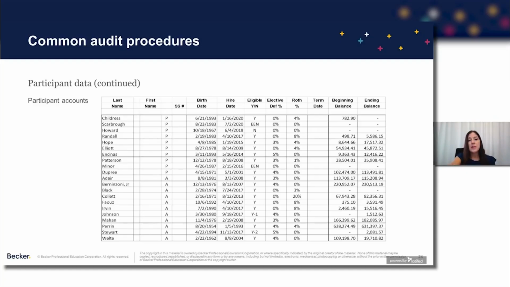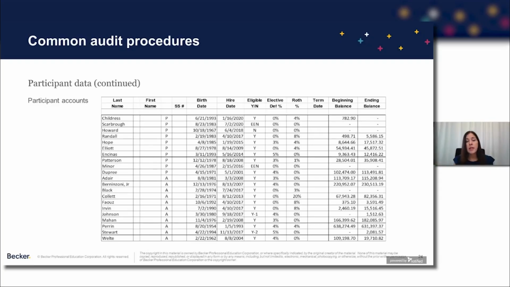So in a scenario where you've got a plan where the participant enrolls online and they make deferral changes online, I've already explained how I would test the birth date and hire date. But if they don't have any paper documents for the enrollment and the deferral information because everything's handled over the internet, then in this scenario, the SOC report becomes very important.